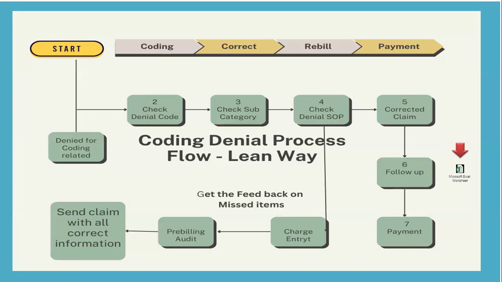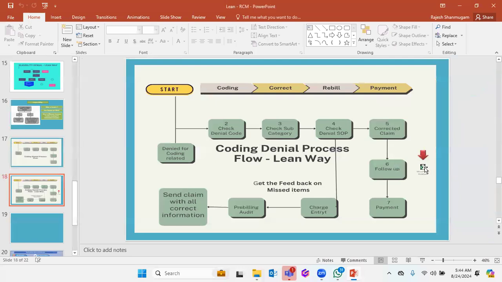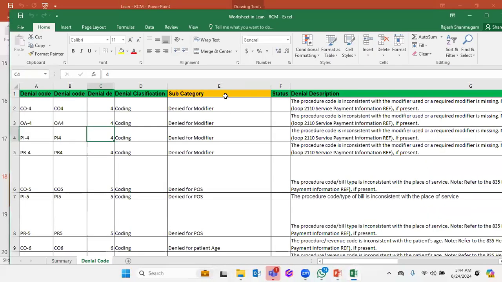Okay, I got the point. How do we work on it? How many coding denials are there? So I'm going to share and open the Excel sheet. If you're not able to see it, please let me know and I will share it again. Can you see the Excel sheet? Yes, we can. Okay, I hope everyone is seeing the Excel sheet.